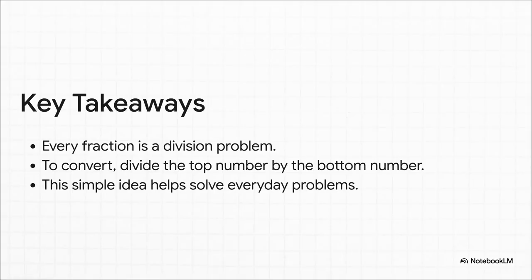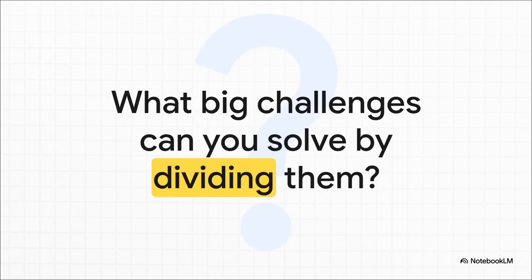So let's do a super quick recap of the big takeaways here. Number 1, and this is the most important part, every single fraction is just a division problem in disguise. Number 2, to convert it, you just divide the top number by the bottom number, every time. And finally, this isn't just about math class. It's a genuinely useful tool for figuring out everyday problems. And that brings us to one last thought, circling all the way back to that metaphor from the source. I mean, if this one simple act, division, can make a confusing math problem so clear, it makes you wonder, right? What other huge, complicated challenges in our lives could we solve if we just patiently divided them into smaller, more manageable parts?